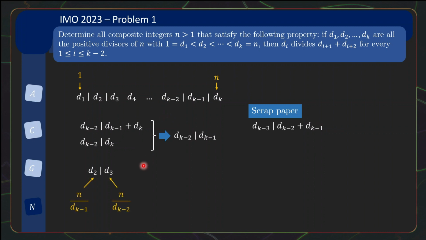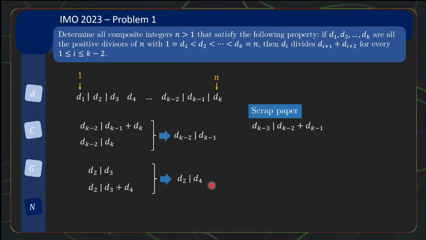So in this case, d2 is n divided by d(k-1) and d3 is n divided by d(k-2). And because we have this divisibility here, the mirror image consequence is that d2 divides d3. So indeed we have this divisibility condition here. And now when you have something like this, you must remember to cash in on the given condition, which is d2 divides d3 plus d4, so that we get d2 divides d4.